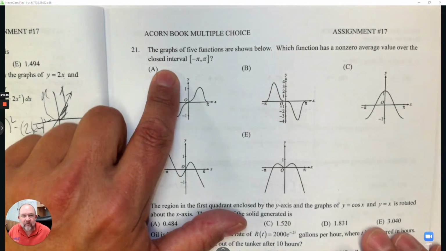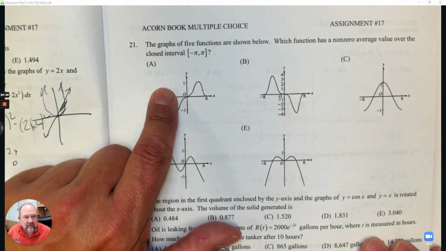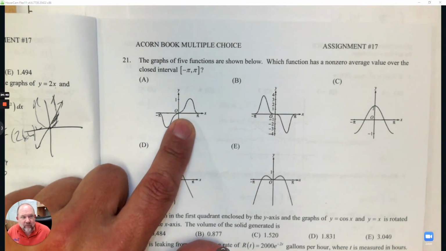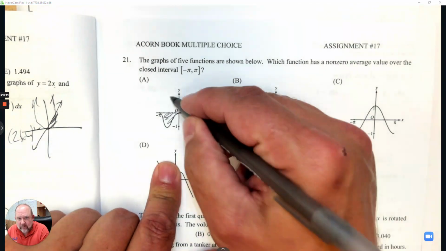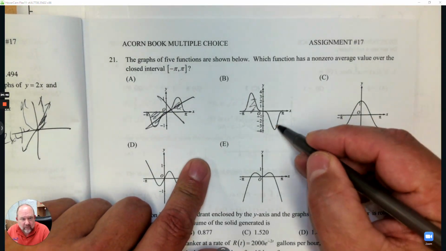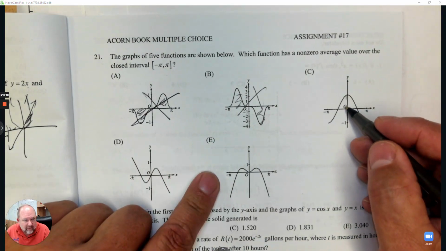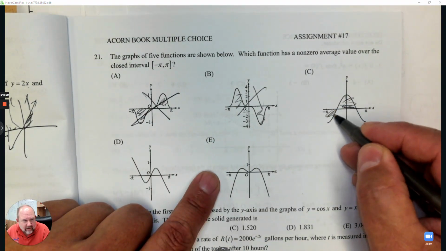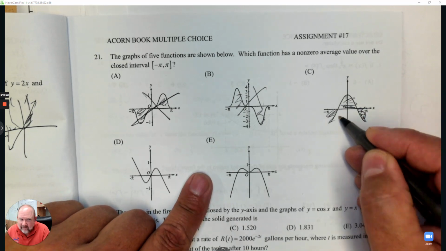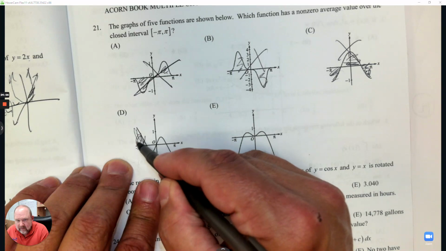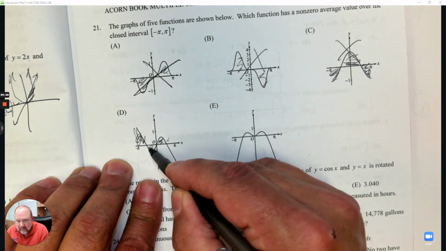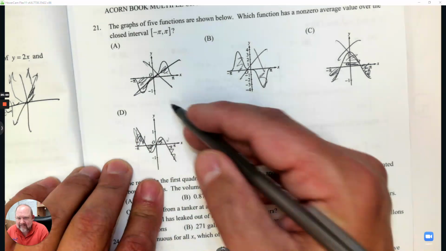The graphs of 5 functions are shown below. Which of the functions has a non-zero average value? That would mean like here, area above equals the area below. No. The area above equals the area below. No. Here, this area, does it match these two areas? It kind of looks like it does. No. The area above, does it match the area below? Yes.